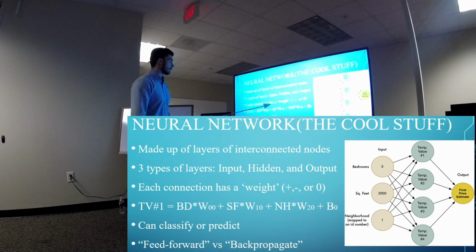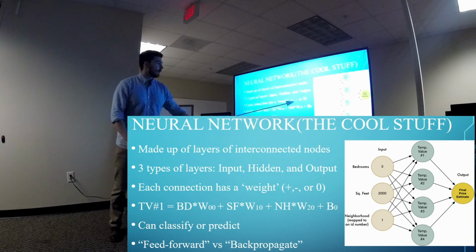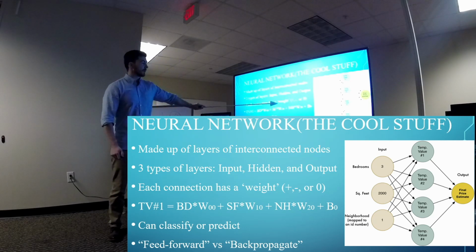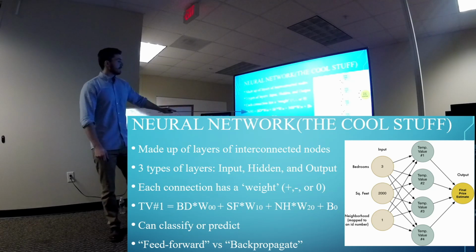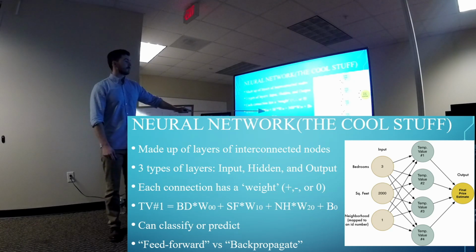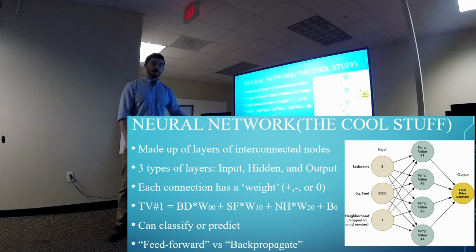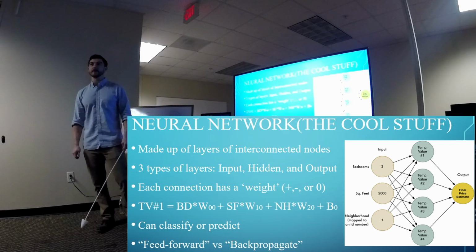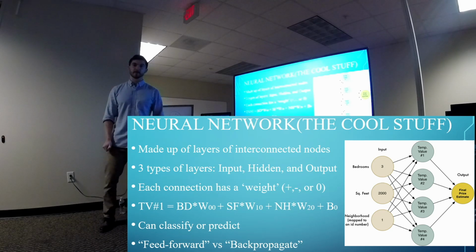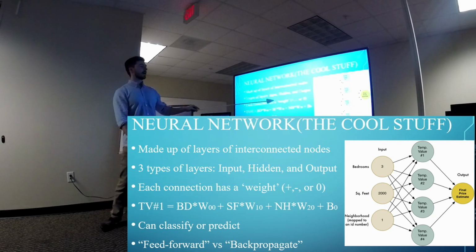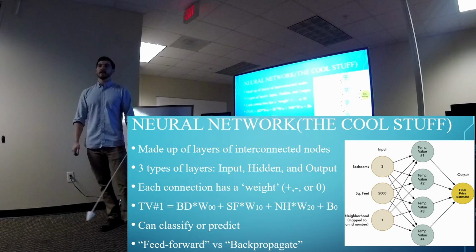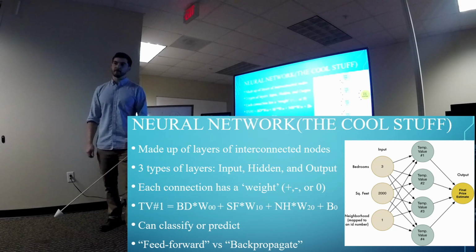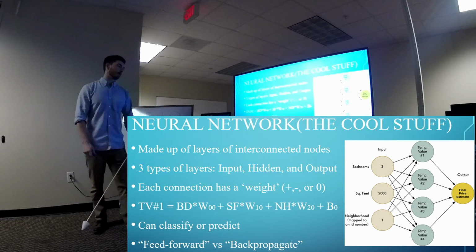And therefore, for our equation for output, we wouldn't have this neighborhood or this square footage. So it would just be temp value 1 equals bedrooms times weight plus bias. I don't know if anyone has noticed, but that's really similar to the y equals mx plus b from linear regression. So essentially, a neural network is like a bunch of linear regression functions added together and stacked on top of each other.